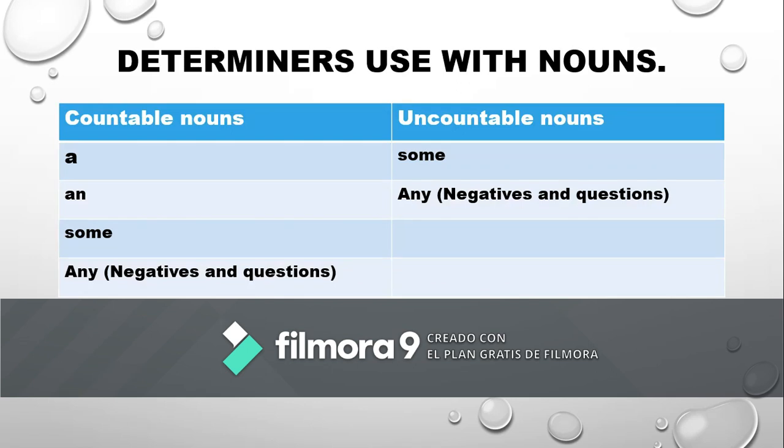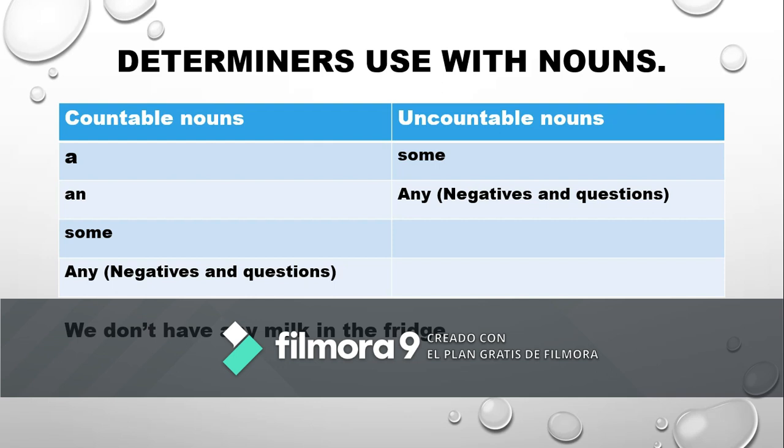Here you can see some information about countable and uncountable nouns. We are going to use a and some in affirmative sentences with countable nouns. We are going to use some when we have uncountable nouns. We have a new word, any. Any can be used with countable nouns or with uncountable nouns, but only in negatives and in questions. Any in Spanish means algo or nada, depending on the sentence.